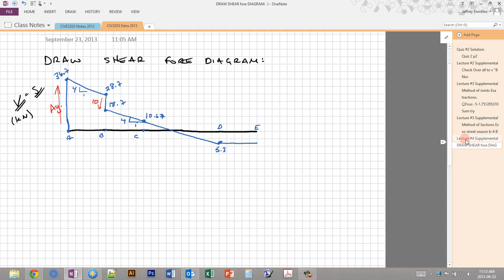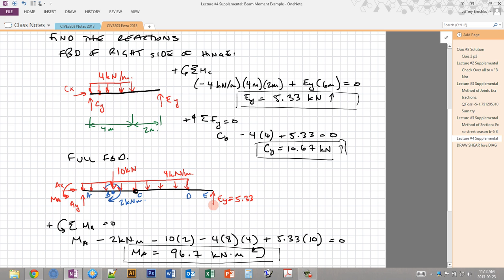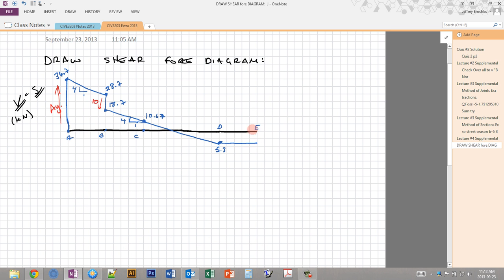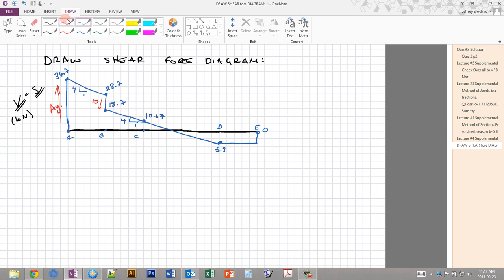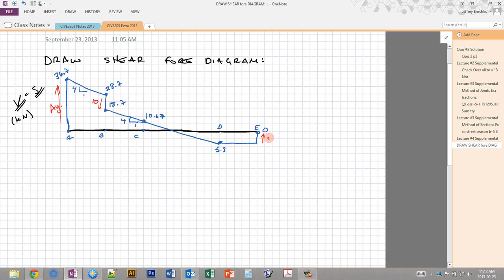And then once we get to E, the force pushes up, so that means our shear force diagram goes up from this reaction force, which is 5.3. So that brings us back to 0. In our shear force diagrams, we always have to end up back at 0 once we get to the end. So that's a good way to check that your reactions are correct. Now if we ended up at plus 10, then we know that we have a problem.